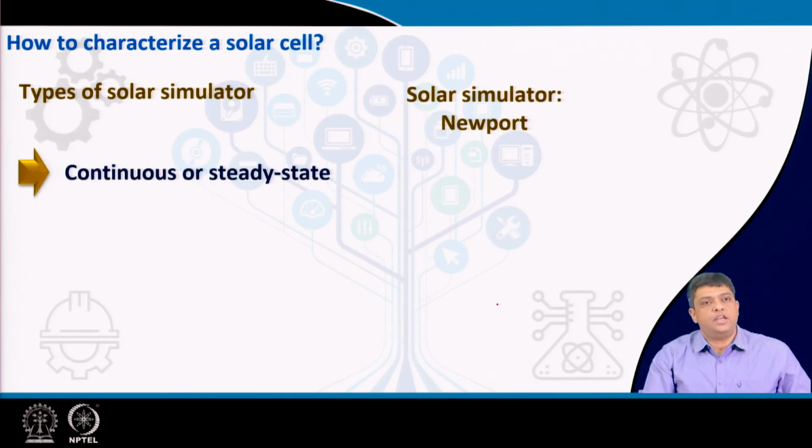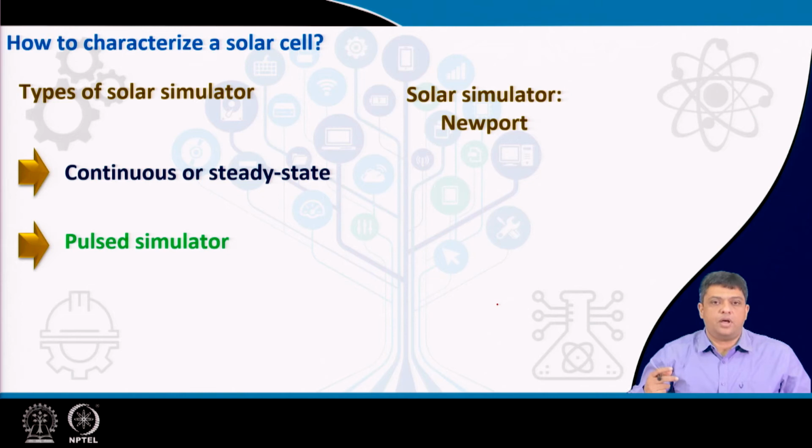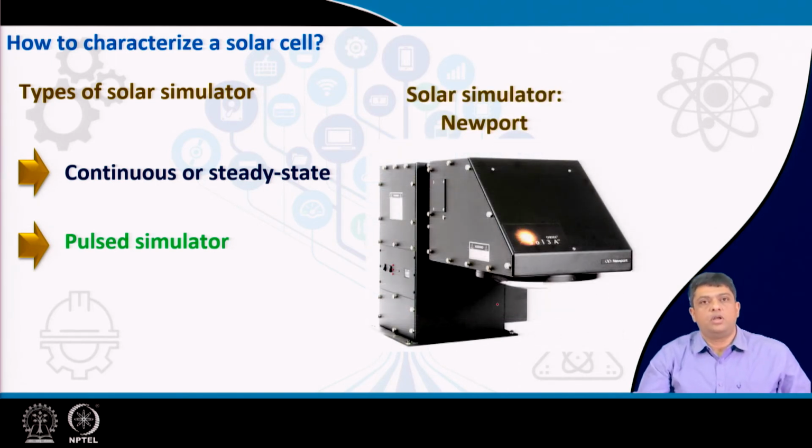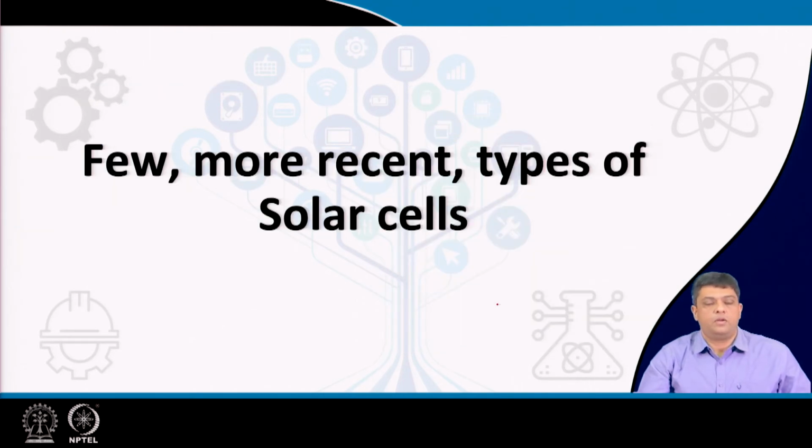So, either you can characterize these solar cells under continuous or steady state mode, or you can also have pulsed simulators, where radiation appears as pulses. Sometimes it is there, then you switch it off, then you switch it on, then you switch it off, and then you see how the cells are responding. And this is what a typical solar simulator from Newport looks like.